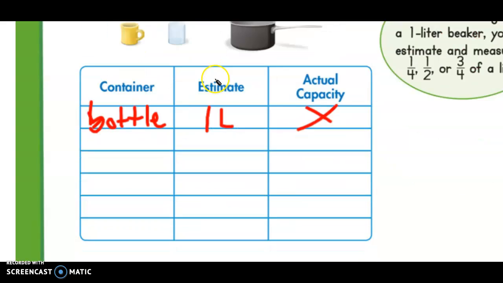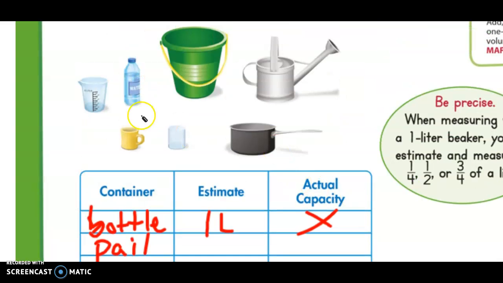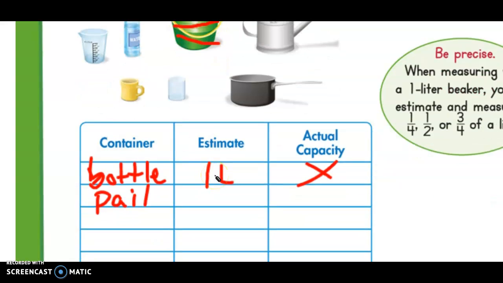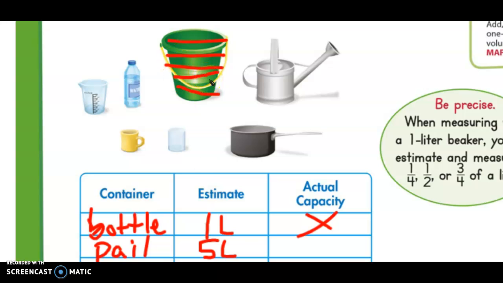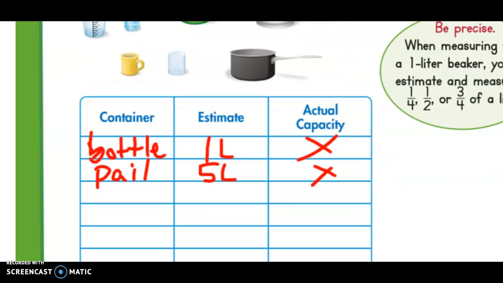We're going to move next to the pail, like the sand pail. I think this would probably fill it up. It would definitely be more than 1, maybe 1, 2, 3, 4, 5 times. So 5 is a decent estimate for that. Now, you might say 4, you might say 6. I think anywhere from probably 3 to 8 would be a good estimate for that. And then again, we can't find that actual capacity.